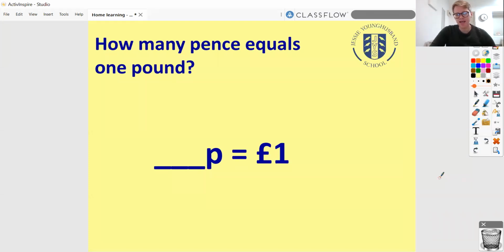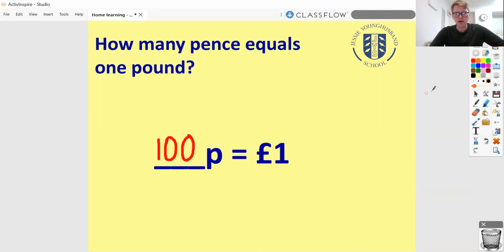And this is the key fact which actually brings the whole thing together. If we know this key fact, we can apply that to any other question we get, and we can use this as an anchor point to help us with any other question converting between pounds and pence. So hopefully you know this one already. We've certainly spent a lot of last week talking about this one. It's 100 pence is equal to £1. And if we know that 100p or 100 pence is equal to £1, that's going to really help us with any other question we encounter.